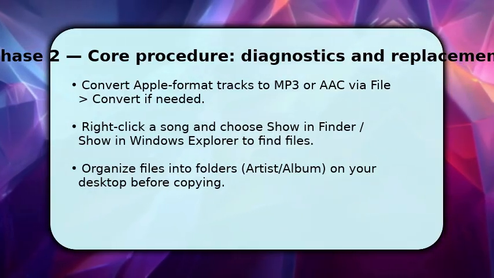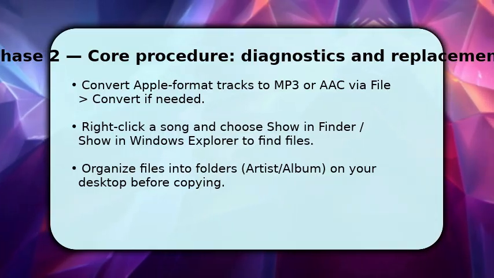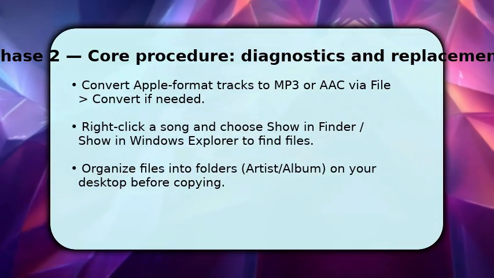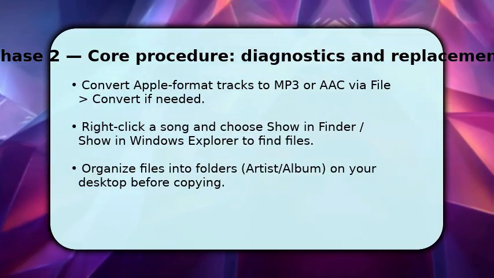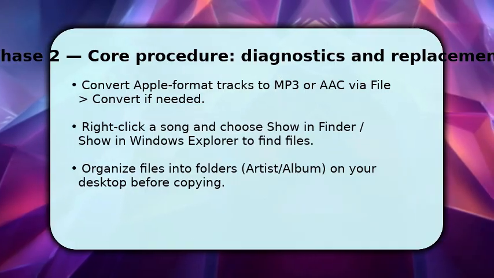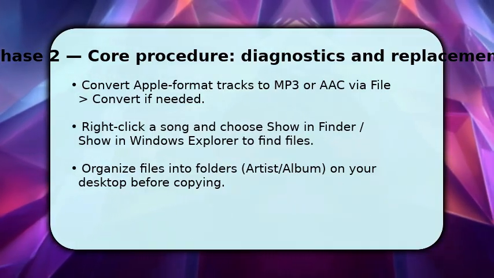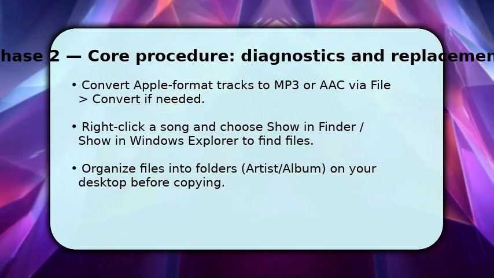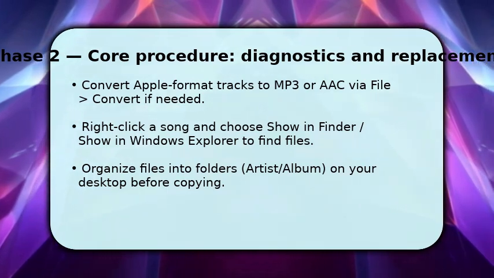Once converted, right-click each track and choose Show in Finder or Show in Windows Explorer to reveal the real audio files. Make an artist and album folder on your desktop. Move the files there and double-check playback locally so you don't copy broken files to the USB.